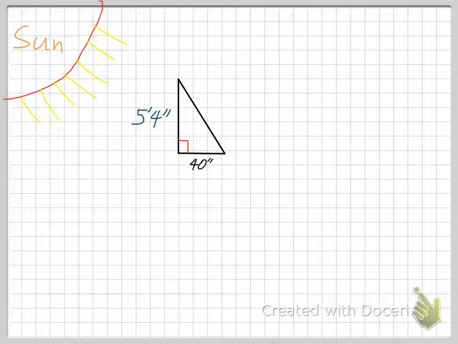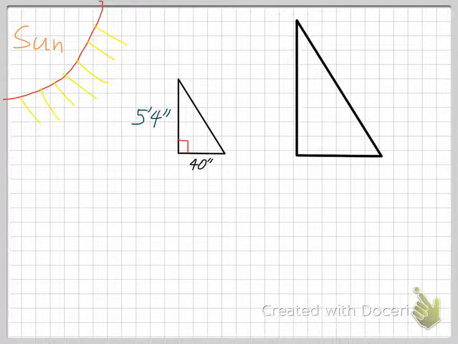Okay, so let's say you have the sun and you have your friend who's 5 feet 4 inches tall, casting a shadow that is 40 inches long. Well, at the same time of day, you have this flagpole, and it's casting a 50-foot shadow, and we can find out how tall the flagpole is without actually having to climb the flagpole.